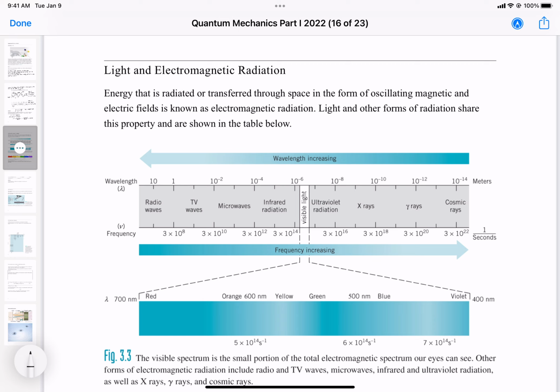Okay, hello everyone. Let's resume where we left off. So, light and electromagnetic radiation. So, what's electromagnetic radiation?